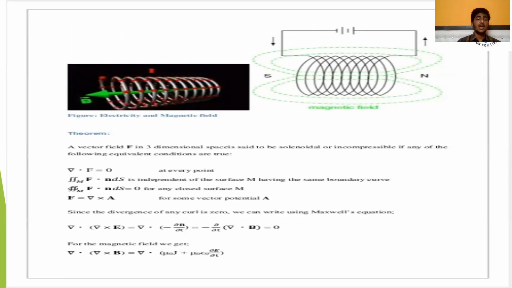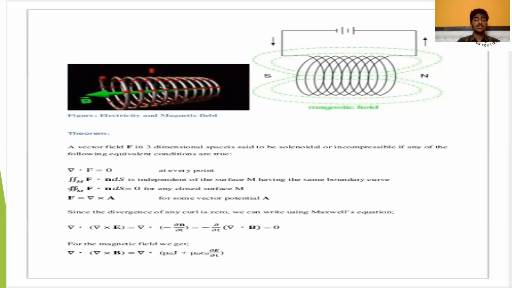The theorem: a vector field F in three-dimensional space is said to be solenoidal or incompressible if any of the following equivalent conditions are true. Delta dot F is equal to 0 at every point. The double integral over M of F dot n dS is independent of the surface M having the same boundary curve. The double integral over M of F dot n dS is equal to 0 for any closed surface M. For some vector potential A, F is equal to delta cross A.